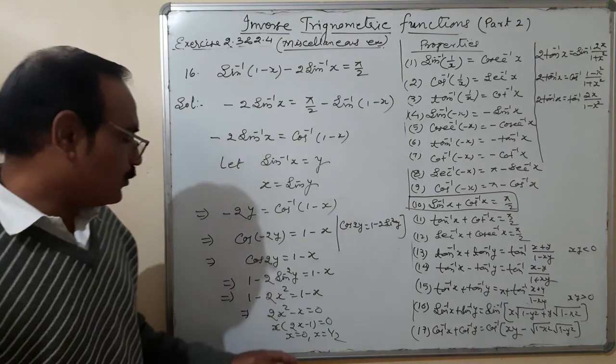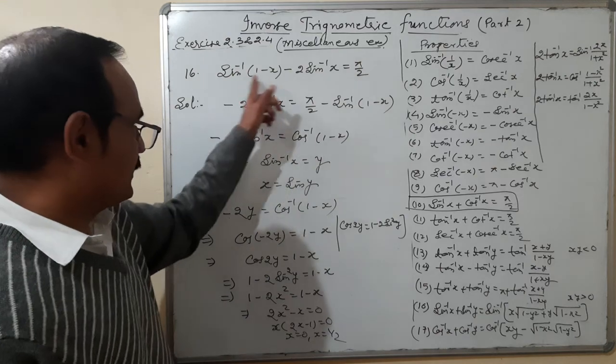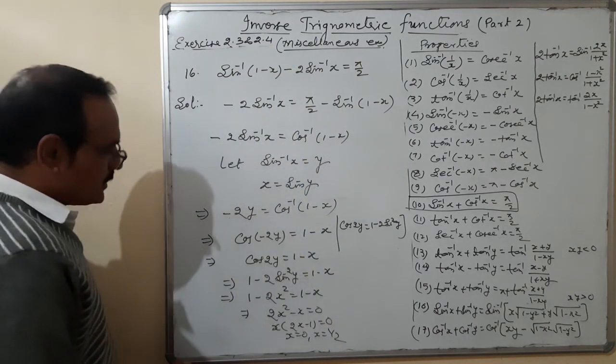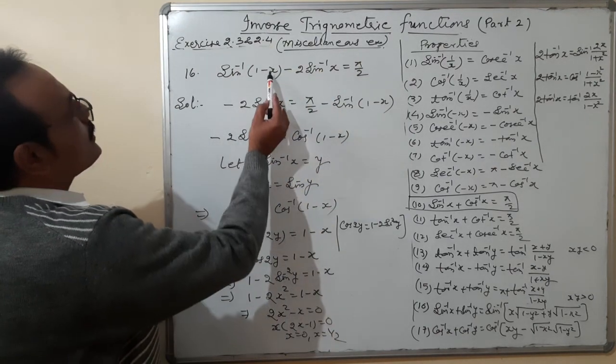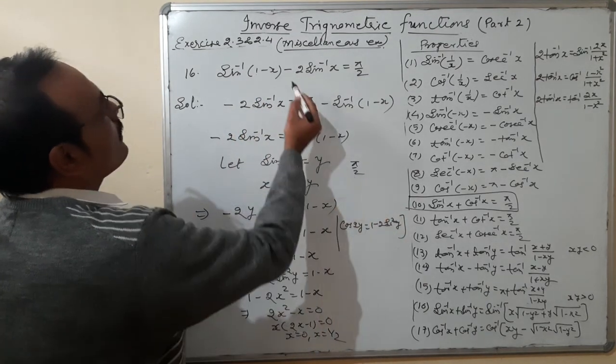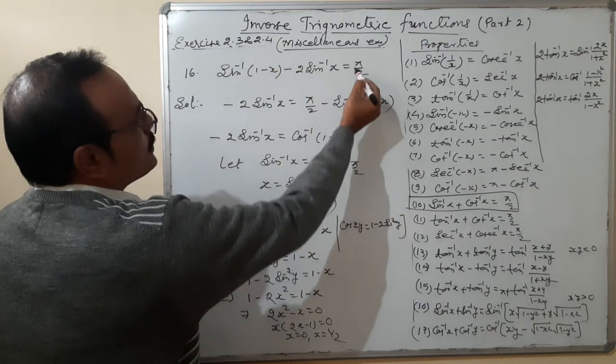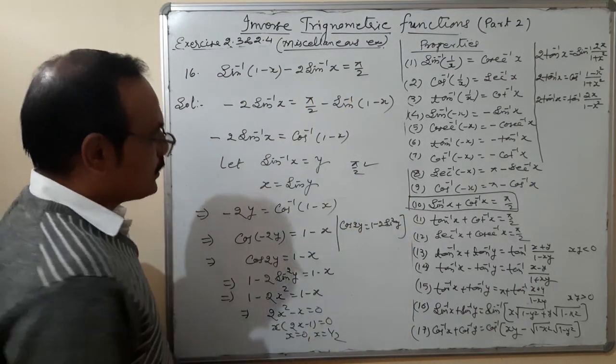But let us check whether both the answers are correct or only one is correct. If you put x is equal to 0 here, then what happens? Sine inverse 1, that means it is pi by 2, minus 2 sine inverse 0, it is 0. Pi by 2 is equal to pi by 2, correct. So x is equal to 0 is correct.